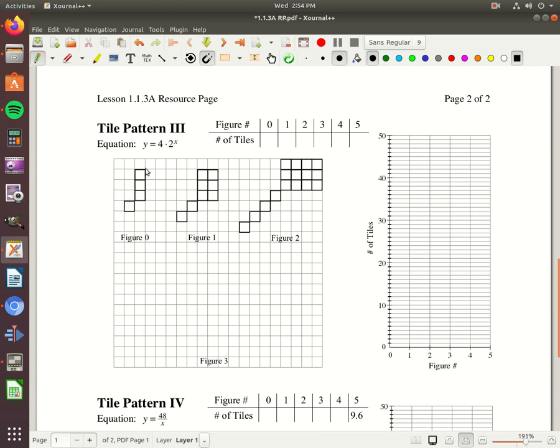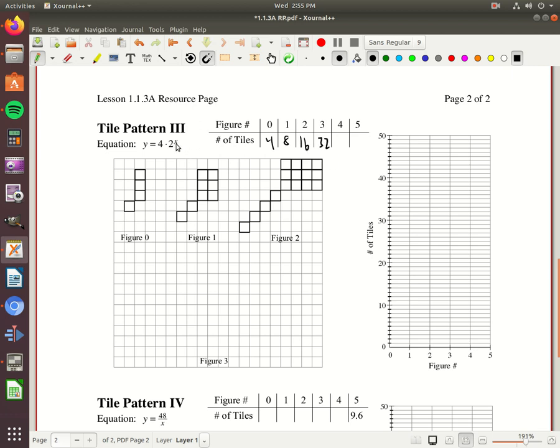So we know that figure 0 looks like this, which has 1, 2, 3, 4. We know that figure 1 has 1, 2, 3, 4, 5, 6, 7, 8. Pattern 2 has 1, 2, 3, 4, 5, 6, 7, 8, 9, 10, 11, 12, 13, 14, 15, 16. And it looks like we're doubling each time. So my suspicion is there's going to be 32 right here, right?